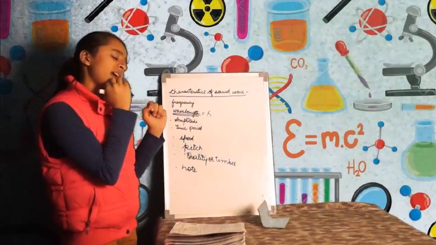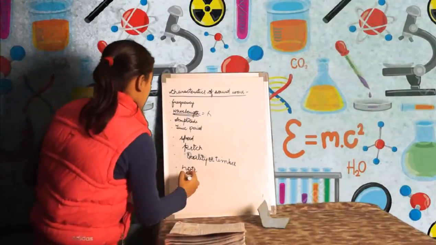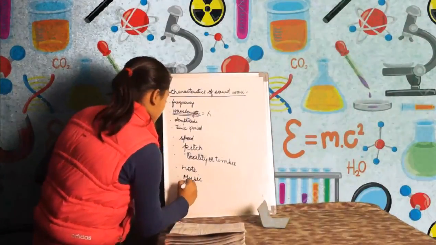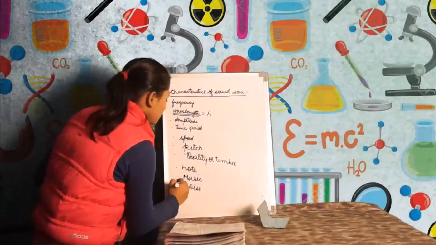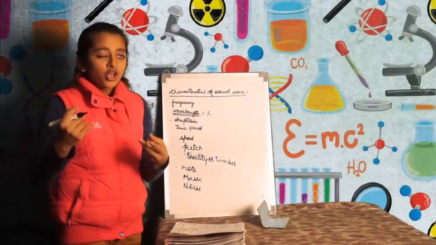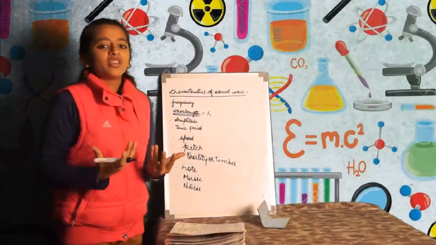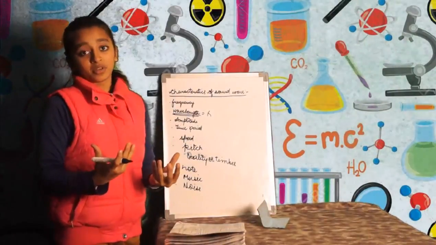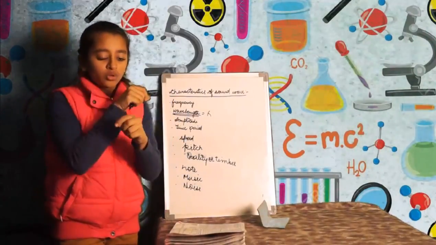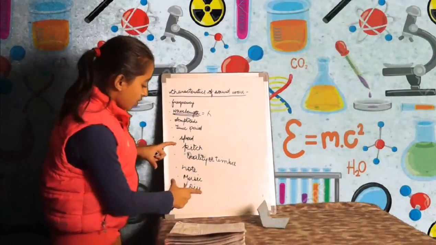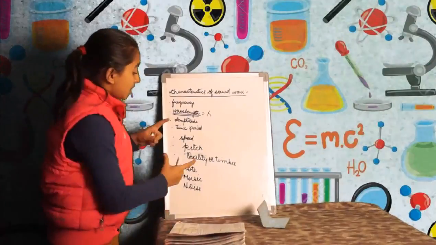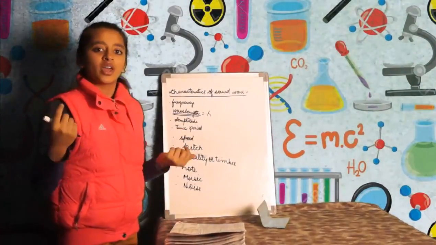And next is music and noise. Can you differentiate between those two? There is a drastic difference between music and noise. Music is a sound that is very pleasant to hear. You enjoy hearing that sound. But noise is something that you get bored of, you get irritated by, and you need to stop it. Noise is a sound that is unpleasant to hear for our ears, and music is a sound that is very pleasant to hear for our ears.